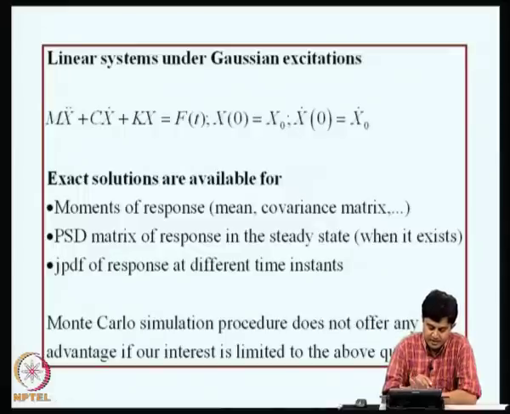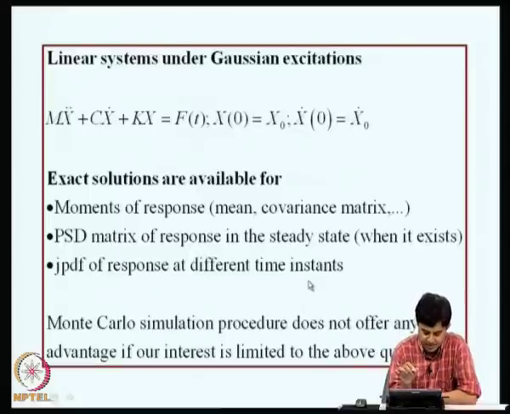Now, if we are interested in characterizing the response in terms of its moments, like for example, mean, covariance, etc., or PSD matrix of the response, if a steady state solution is possible, that is when f of t is stationary and we look at steady state response, we have an exact solution for this PSD. Similarly, if we are interested in joint probability density function of response vector at different times, we know that the system is linear and excitation is Gaussian, therefore, the joint probability density function is also going to be Gaussian.